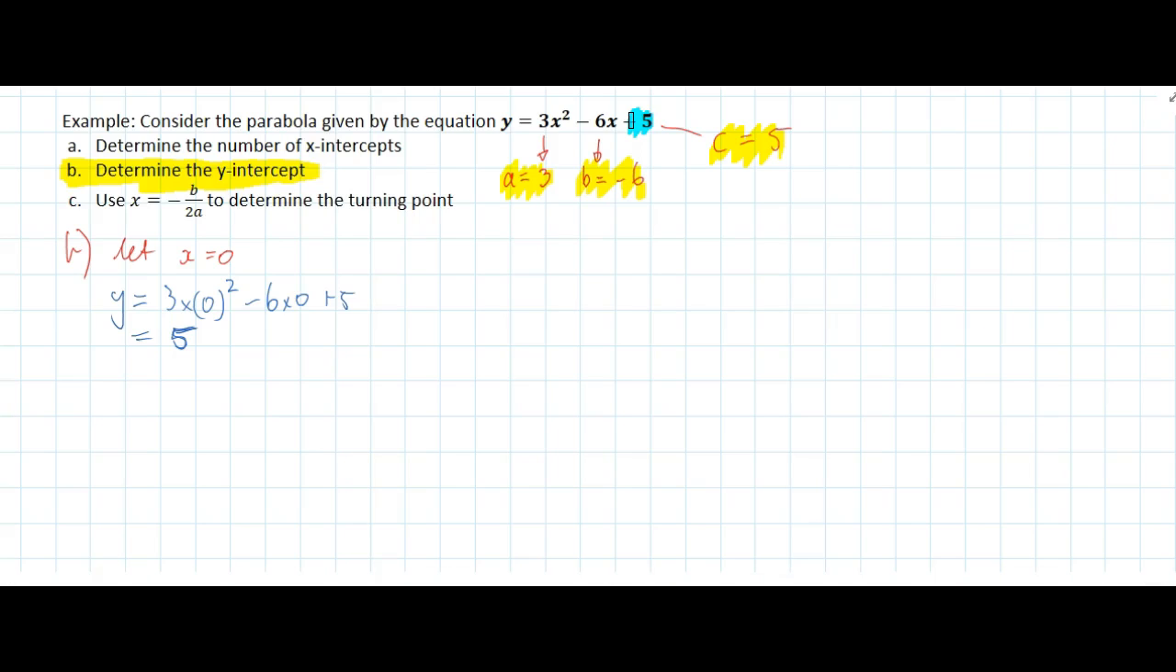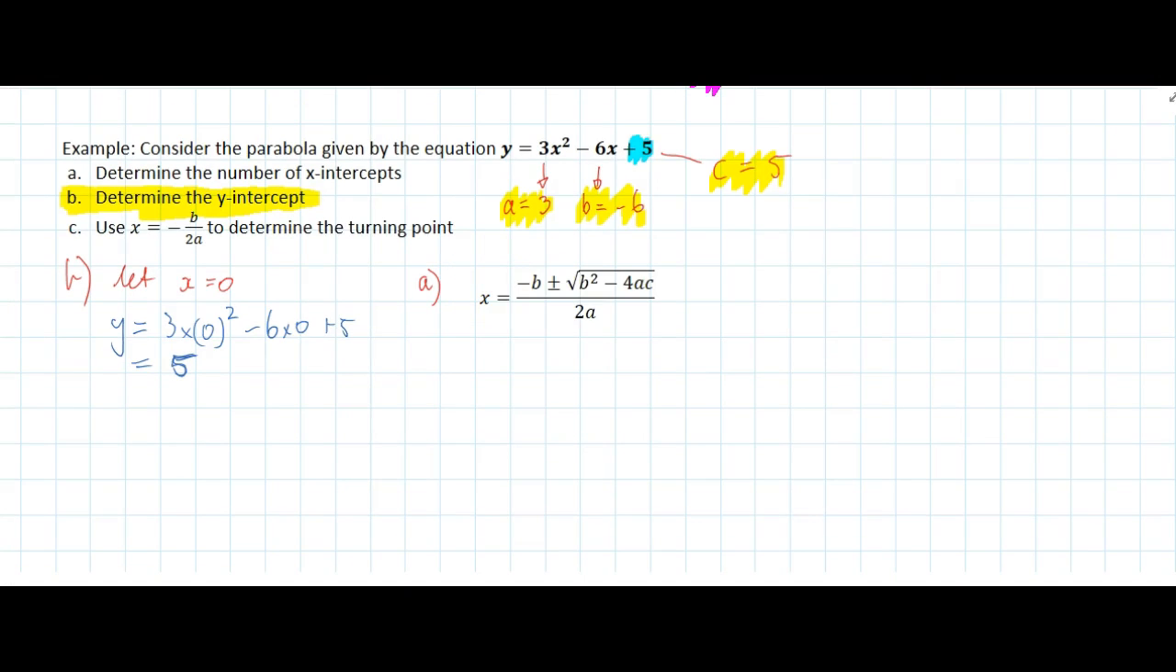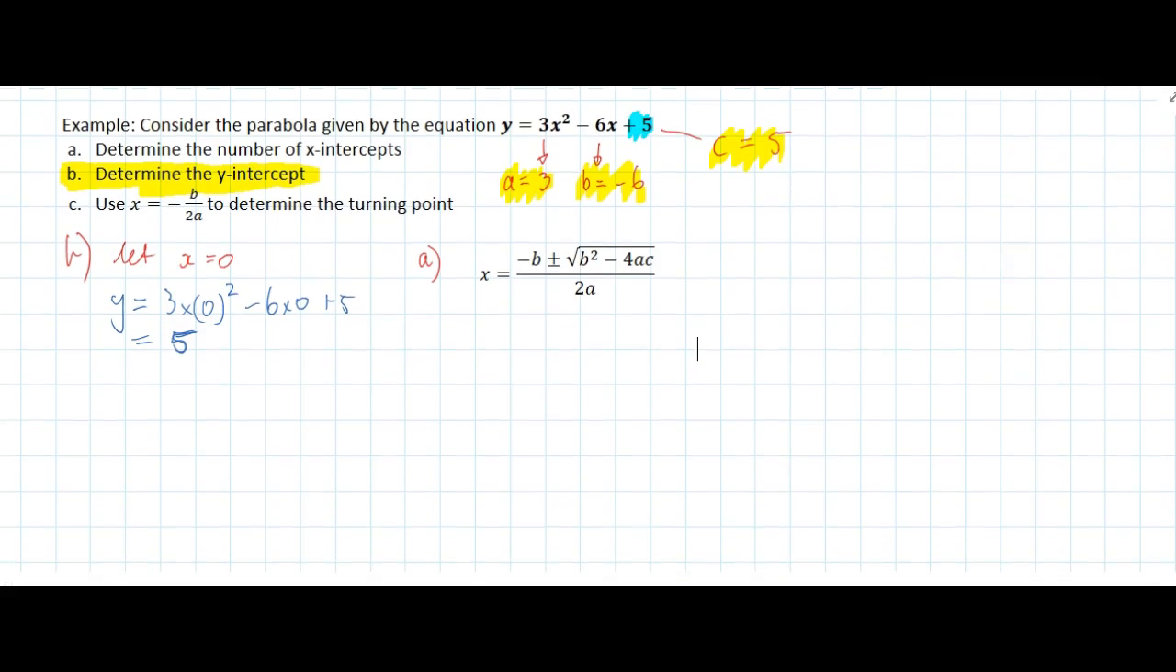For the second part, we're doing part A now. We need to substitute these values into our quadratic formula, which I've brought down to give you a bit of a reference, so it's in the picture. We substitute in all these values. We're trying to find x. We have negative b.